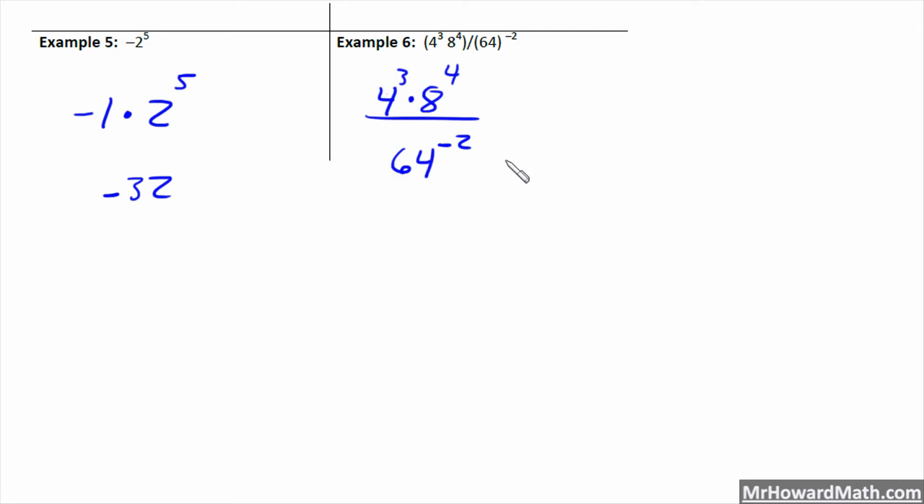Alright, now for example 6. So you notice we have a base of 4 here, we have a base of 8 here, we have a base of 64 here. In order to work with our exponent rules, we need all the same base. And 4, 8, and 64 can be rewritten with a base of 2.